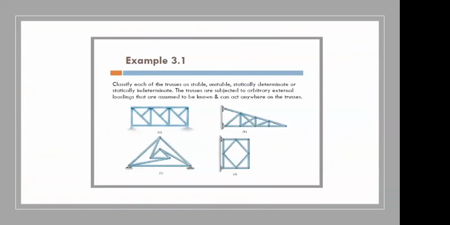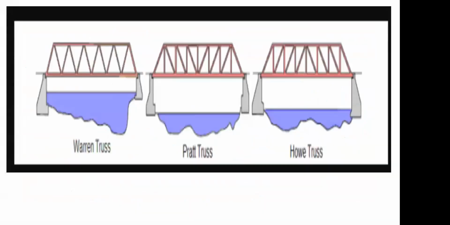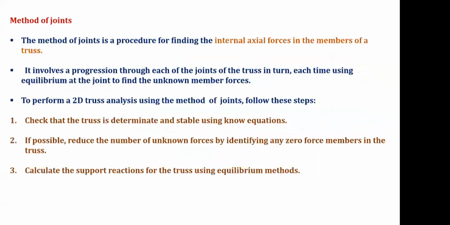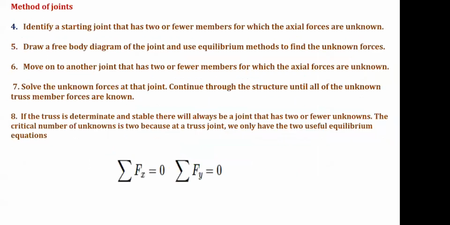For this class, all of you practice some other 5 or 6 problems, to determine whether the given truss is statically determinate or indeterminate. After knowing whether it is determinate or indeterminate, we can solve by the method of joints and the method of sections. Two methods are available to calculate the forces in the members. So any doubts?